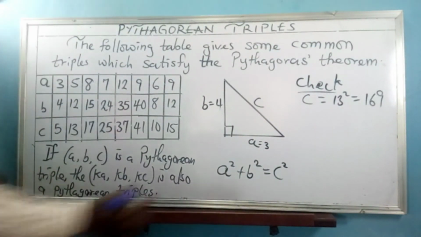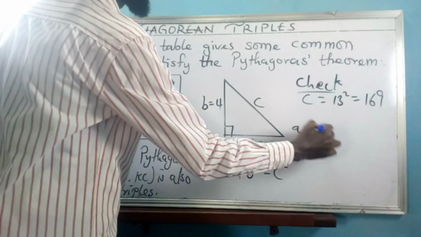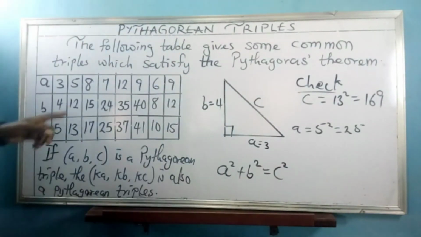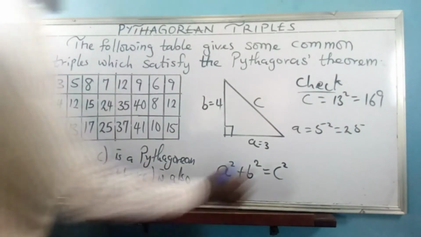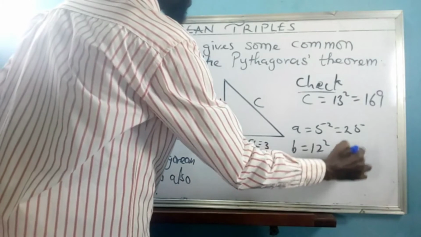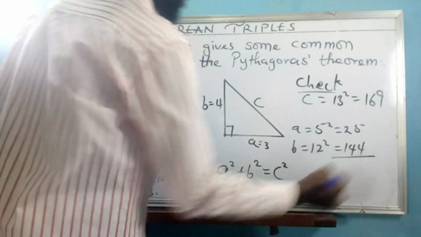So let's look at A and B. A is 5 squared. That is 25. B is 12 squared. That is 144. Let's add them together.